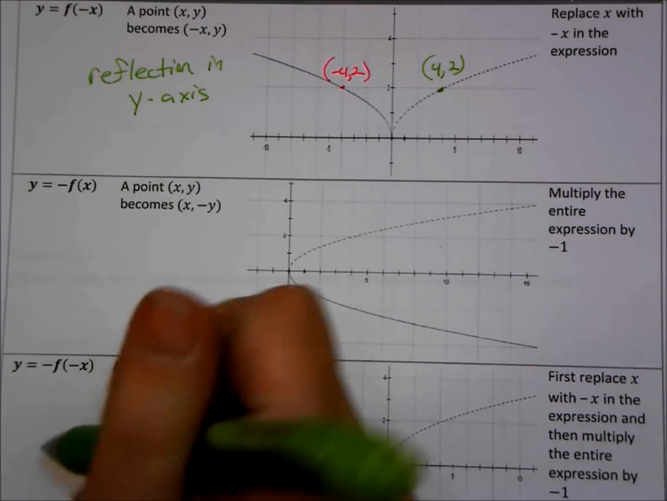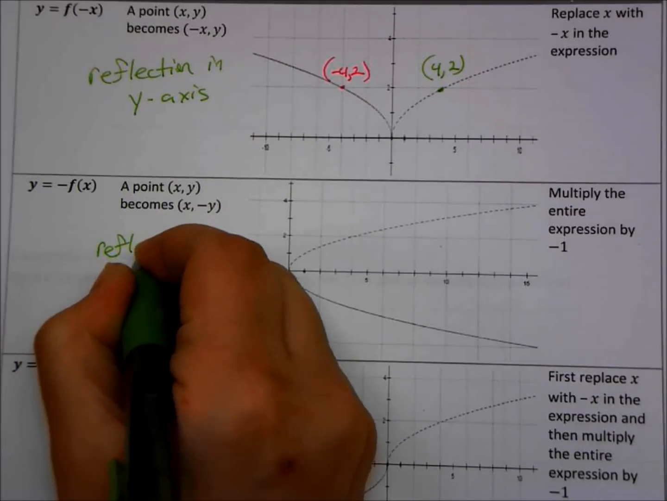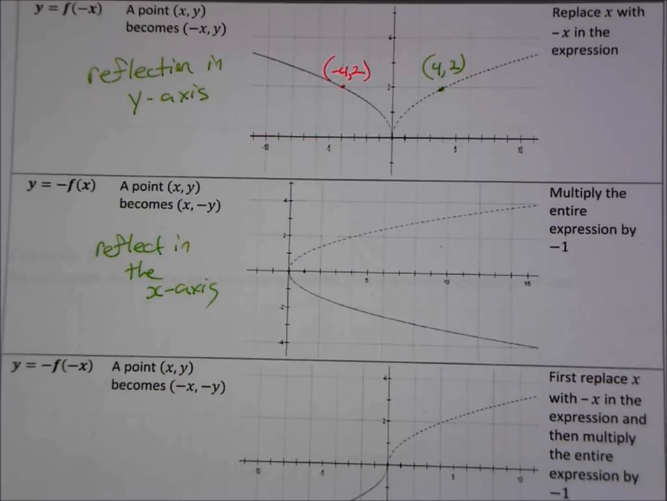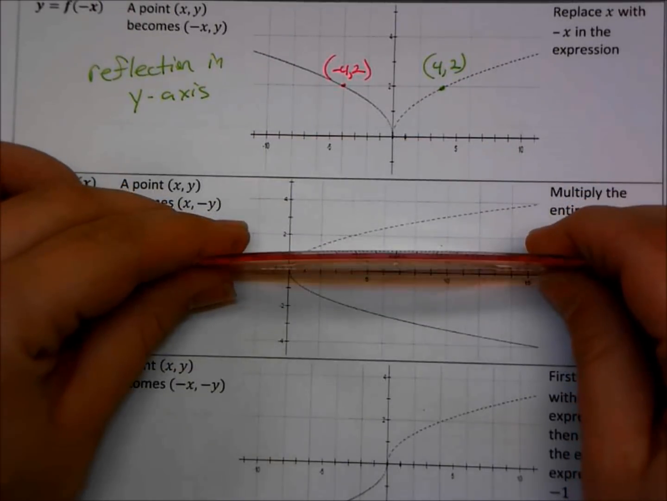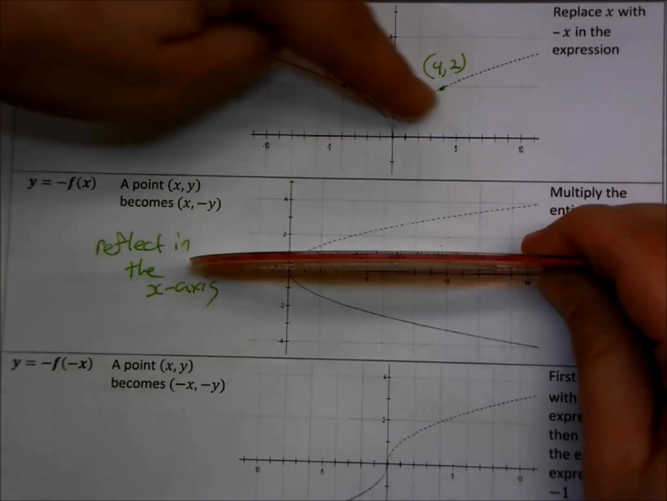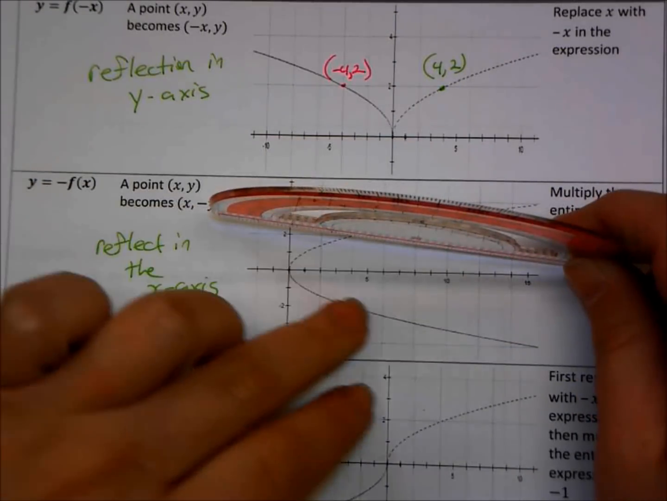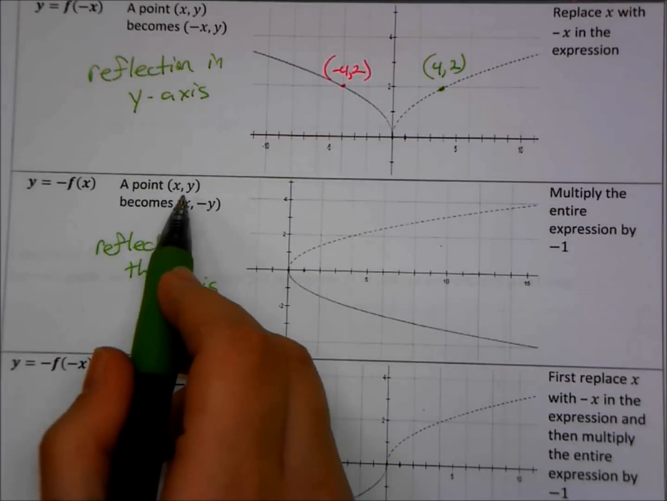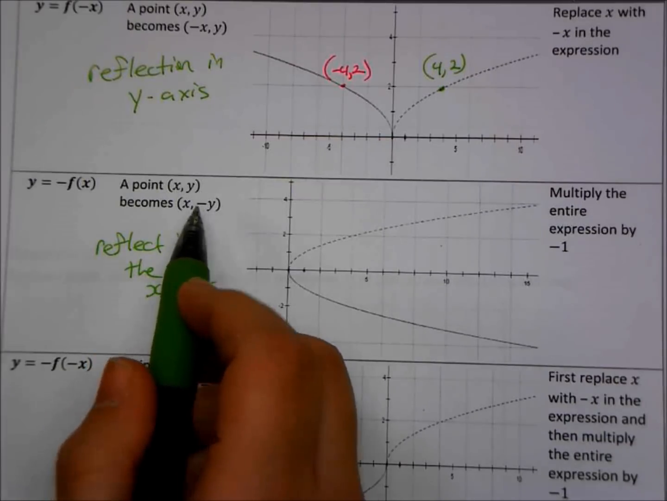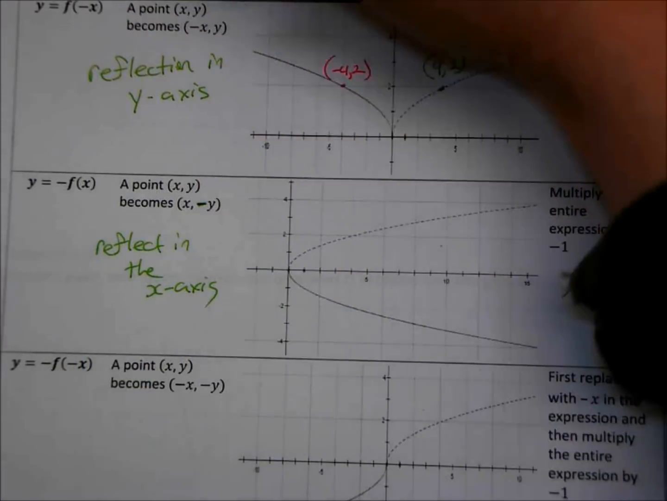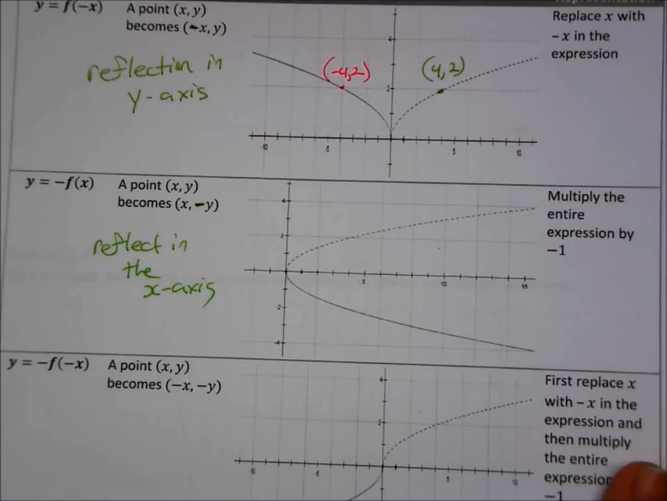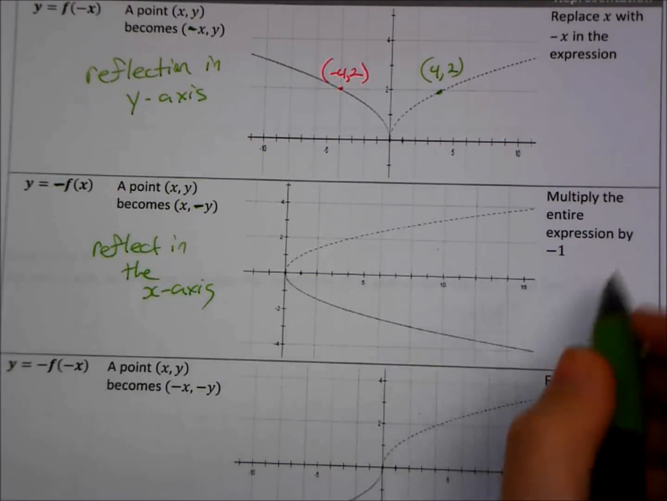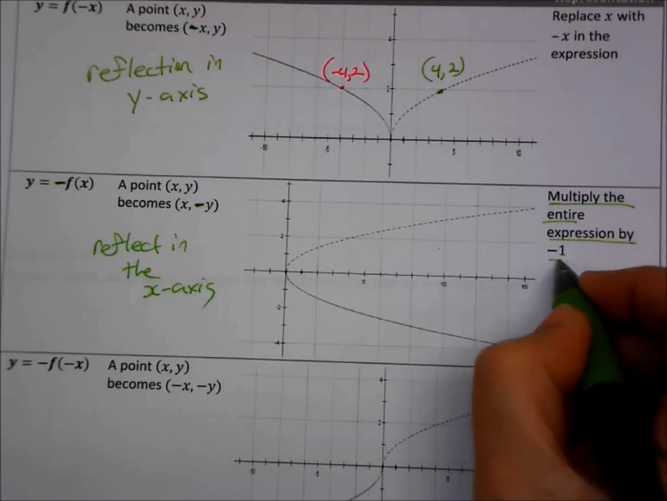We could also reflect in the x-axis. So that means our mirror would be put right here, and this function along the top gets mirrored and becomes this function down at the bottom. We say that any point (x, y) becomes (x, -y). This time the negative is on the y, before the negative was on the x. If the function has a negative out front, you multiply the entire expression by negative 1.